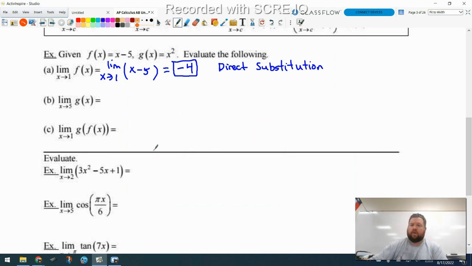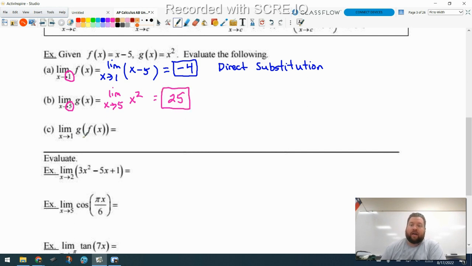All right, so next problem, we have the limit as x approaches 5 of g of x. I want us to get into the habit of circling what our limit is approaching. I didn't do it in the last problem either. There we go. All right, and g of x is our function, so I'm going to rewrite this as the limit as x approaches 5 of g of x, which is x squared. Again, this is a direct substitution problem. You're just going to plug that 5 in. 5 squared is equal to 25, and you're done.